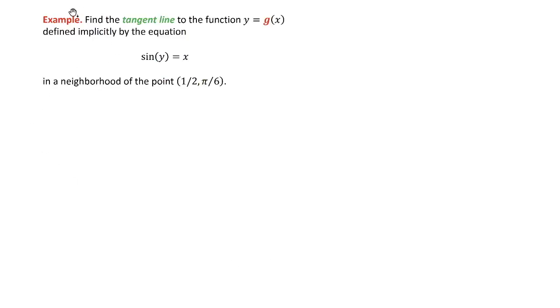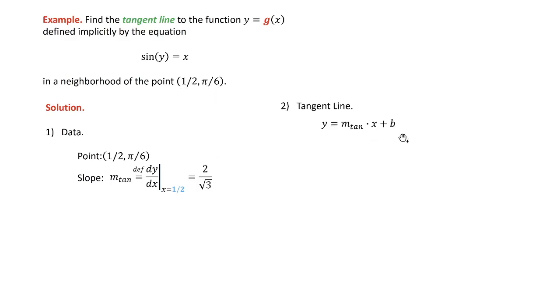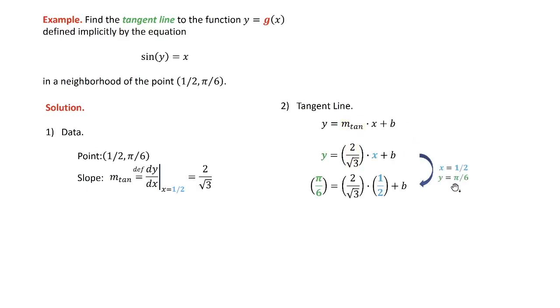Okay, the tangent line problem: find the tangent line to the function defined implicitly by the equation in the neighborhood of the point. So my data, I have a point, which I give, and I have the slope, which we calculated in the last example. Again, change in y, change in x, when x is 1/2, i.e. at this point, because it's a function. If I tell you x, there has to be a y value, which is the value of the function. Y equals mx plus b.